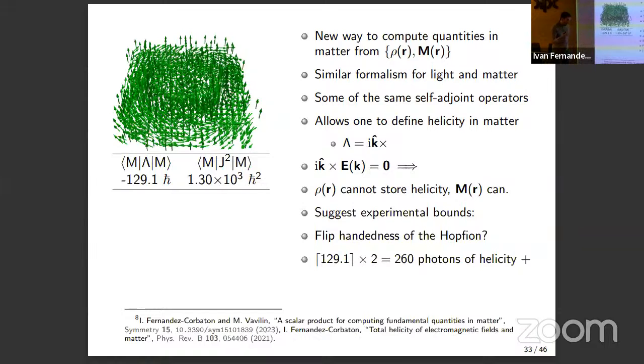This suggests some experimental bounds. For example, imagine that you want to flip the handedness of this with light of any frequency. Well, whatever happens, you're going to need at least this amount of photons with the opposite helicity, because this has got to flip from minus 129 to plus 129. So you're going to need at least 260 photons. Of course, you're going to have many, many more, probably, because of losses and so on. Okay.